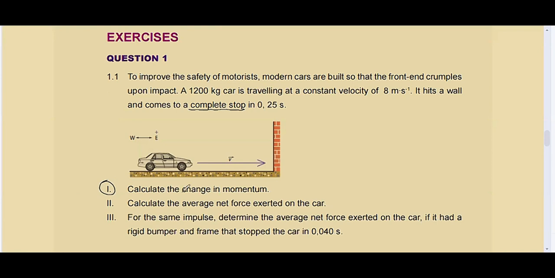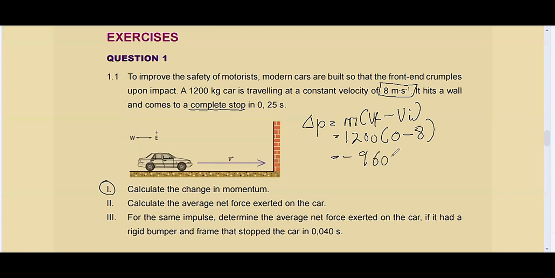Now, number 1 says calculate the change in momentum. So we just go change in P, that's m(vf minus vi). What is our mass? That's 1,200 kg. Our final velocity, it comes to a stop, so it needs to be 0. Then our initial velocity has to be 8. When we multiply all that, this gives us negative 9,600 kg meters per second.